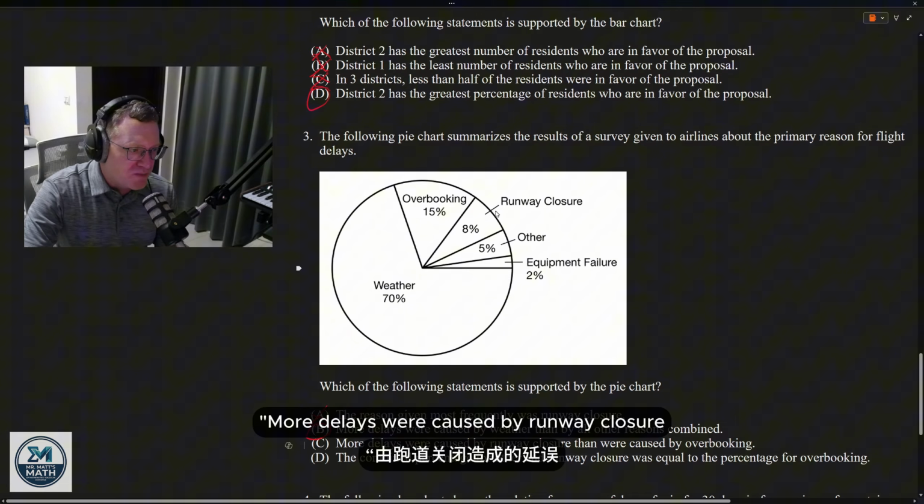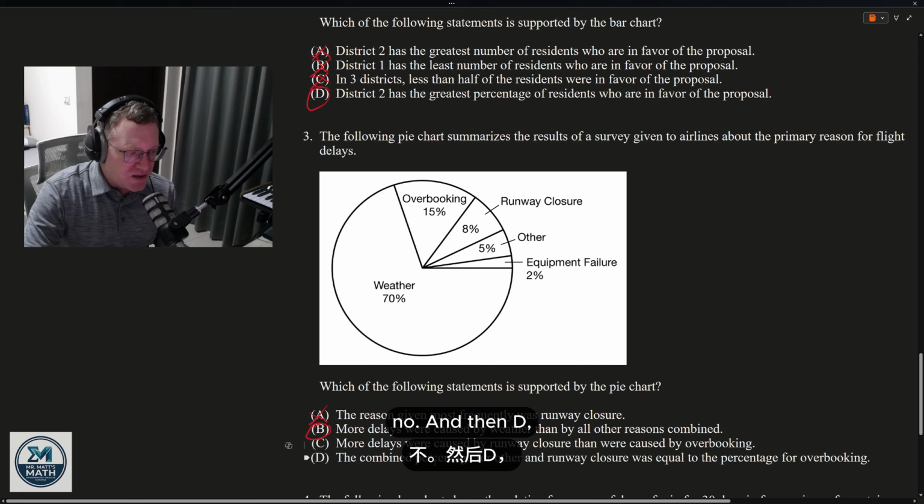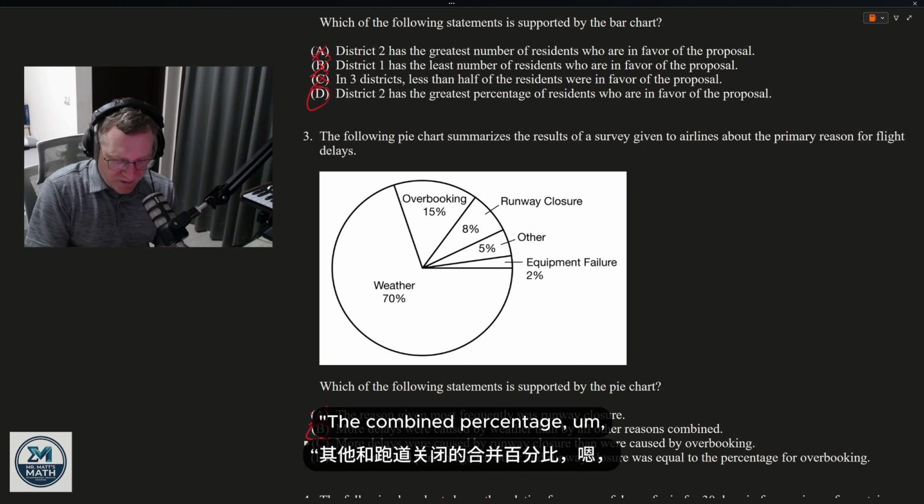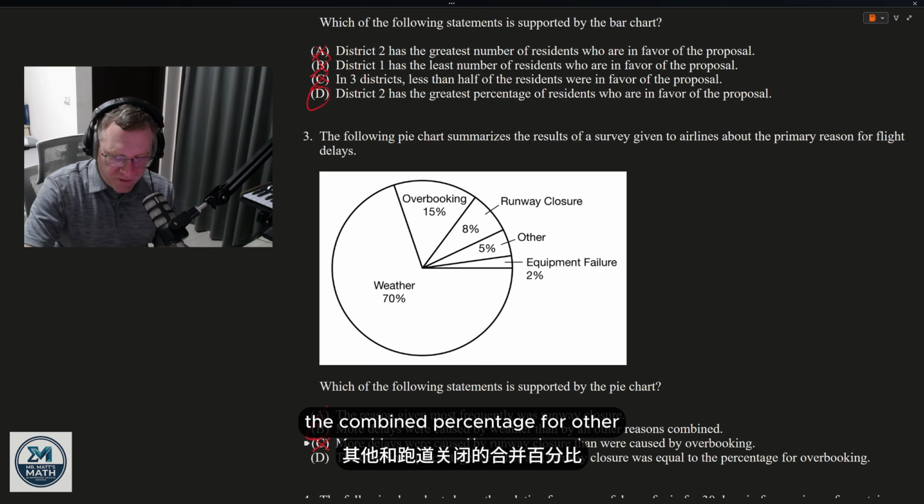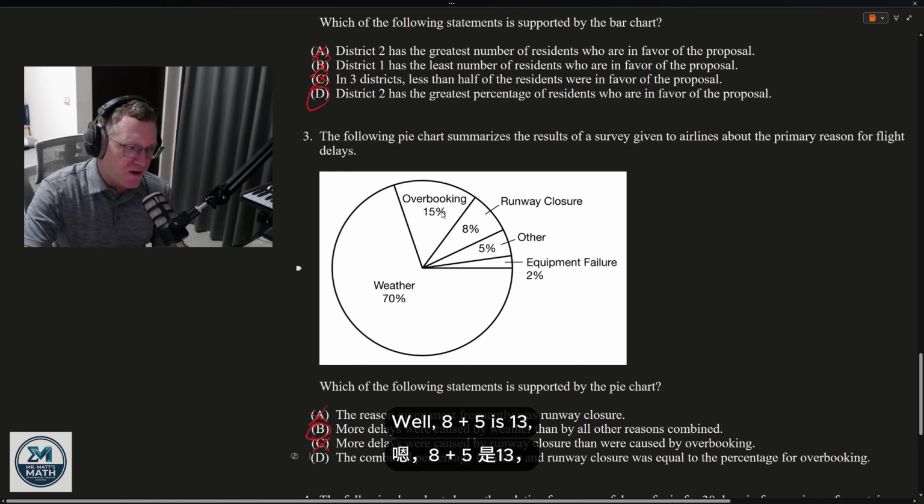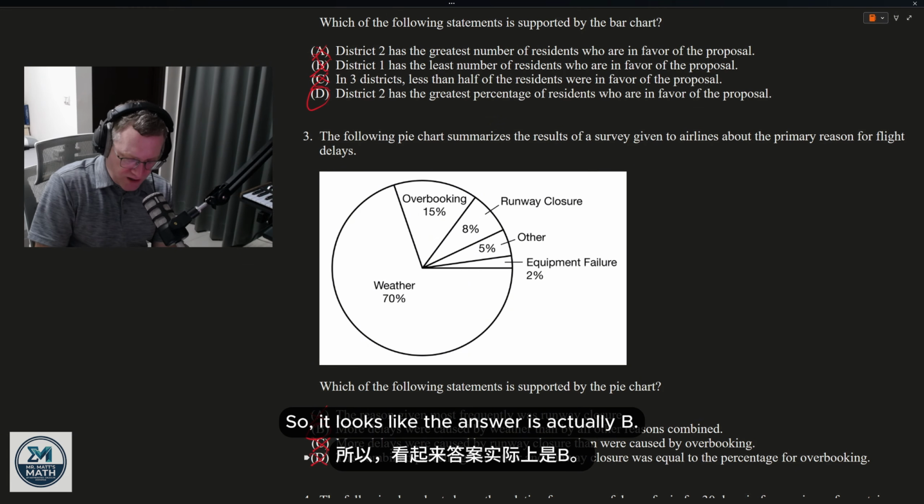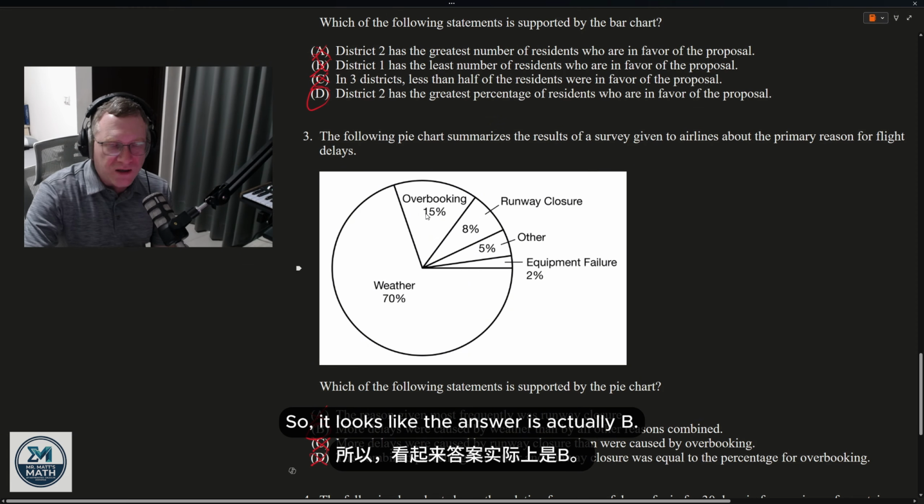More delays were caused by runway closure than overbooking. No. 15% to 8%. No. And then D, the combined percentage for other and runway closures was equal to overbooking. Well, 8 plus 5 is 13. That's not equal to 15. So that's not correct either. So it looks like the answer is actually B.